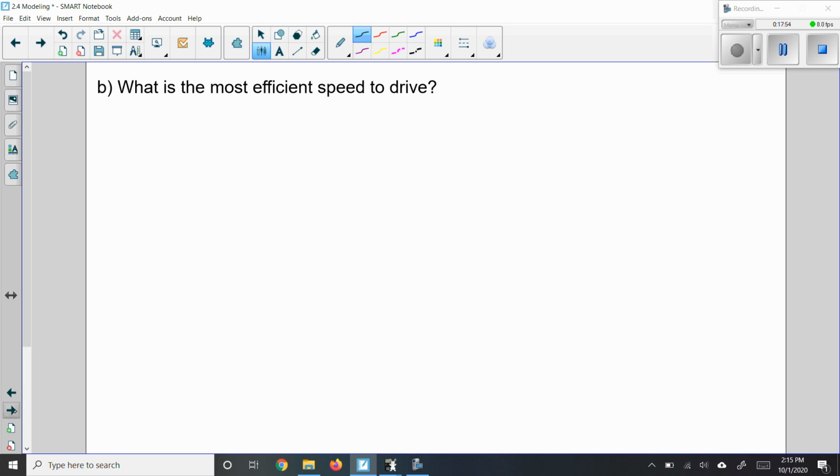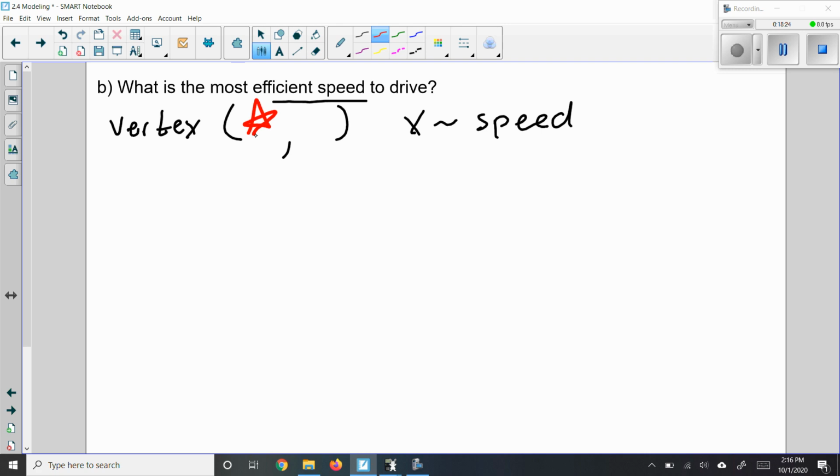Now, what is the most efficient speed to drive? Well, the most efficient means that we're looking for the vertex. And what is this asking us to find, the x value or the y value? Well, speed is x. So this is asking us to find the x coordinate of the vertex.